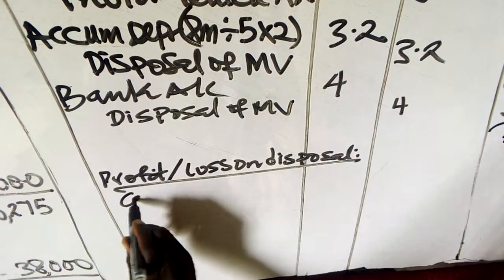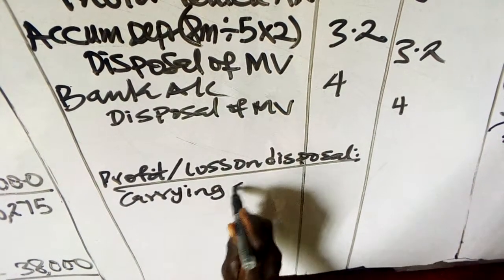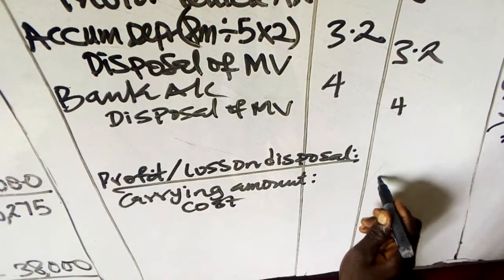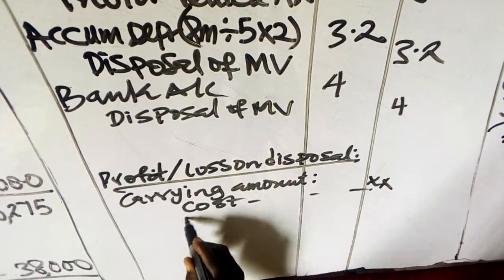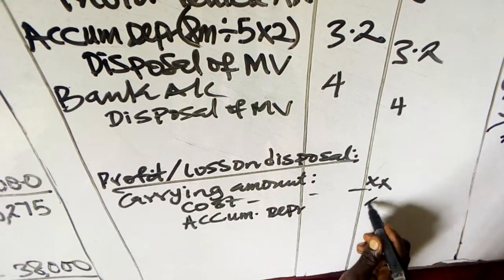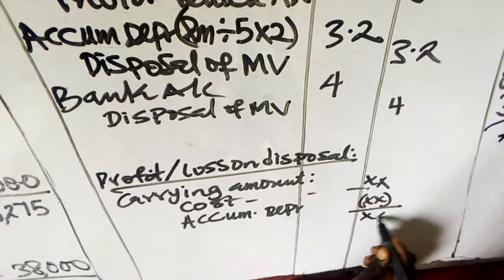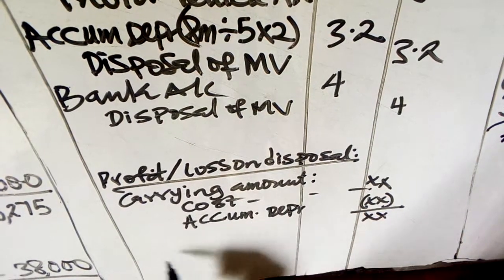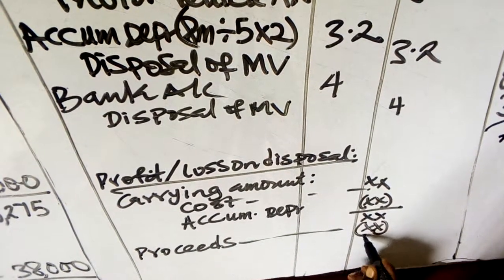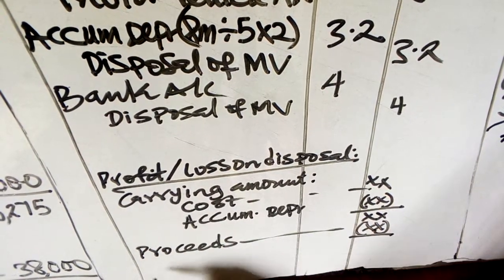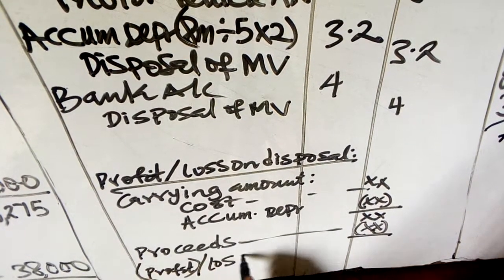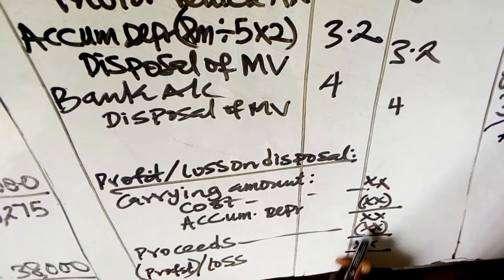You calculate the carrying amount. Remember, your carrying amount will be the cost less accumulated depreciation to date. So when you deduct the accumulated depreciation, then you arrive at the carrying amount. Then from the carrying amount, you now deduct your proceeds. Where the proceeds are greater than the carrying amount, you have the profit. But where the carrying amount is greater than the proceeds, then you have the loss.